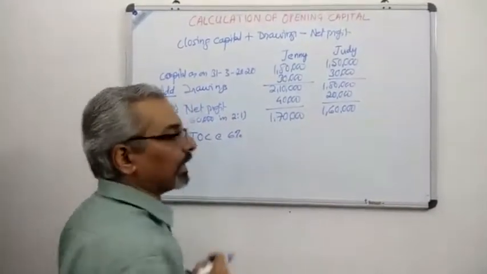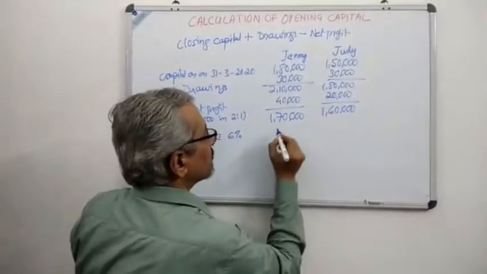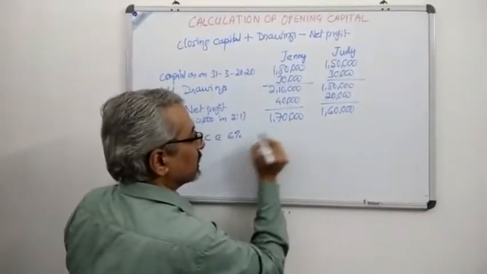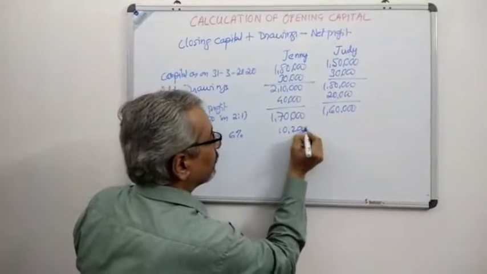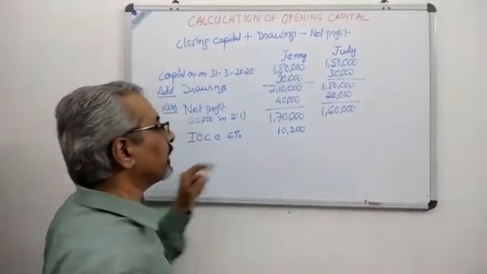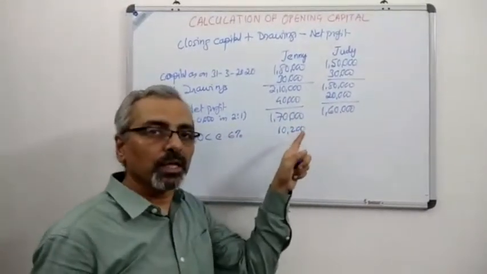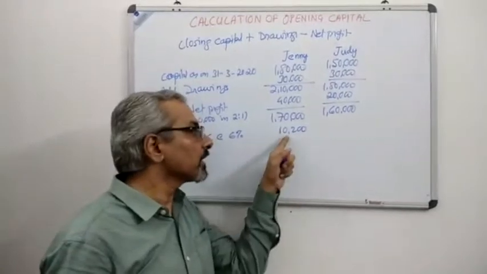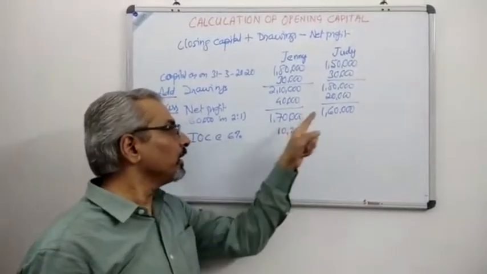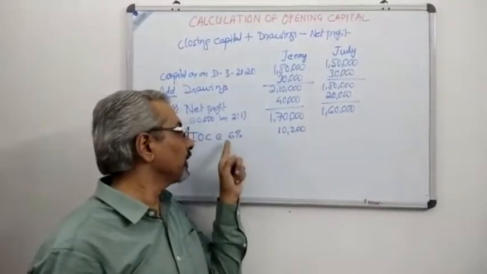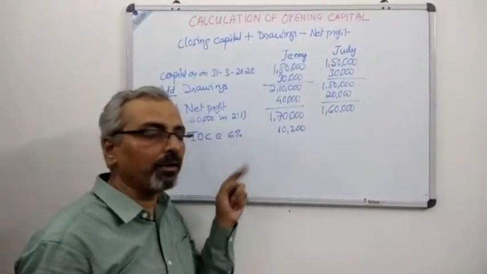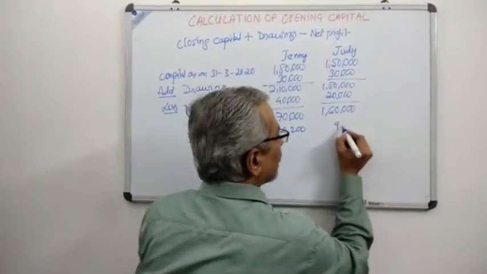6% of 1,70,000 gives us a figure, if you calculate that, 10,200. I repeat again, how did I get it? 1,70,000 into 6 divided by 100 gives us 10,200. Similarly, 1,60,000 into 6 divided by 100 gives us the figure 9,600.